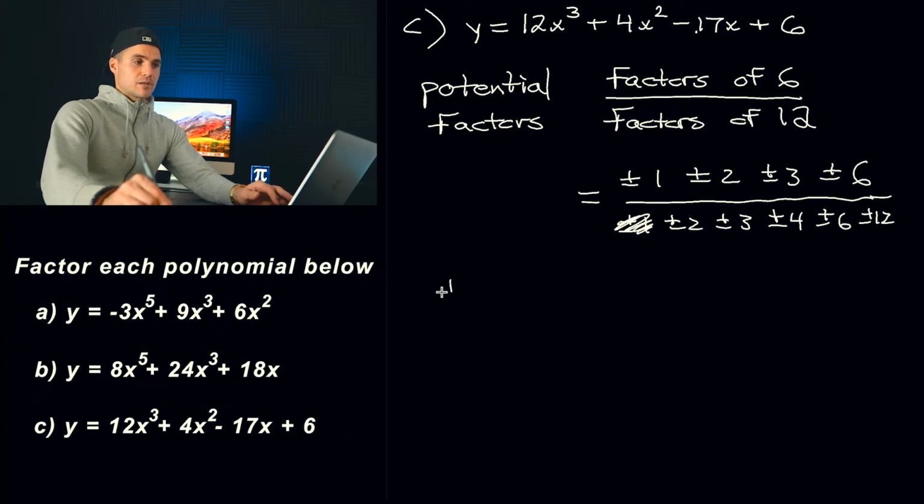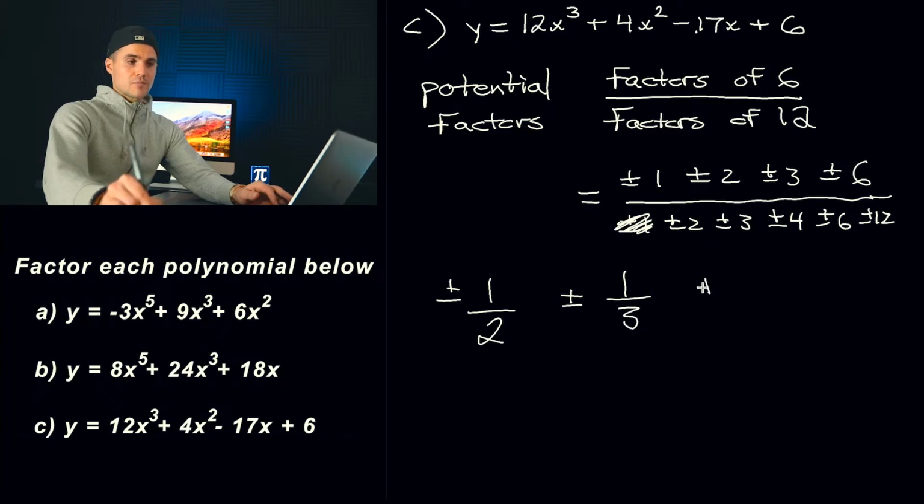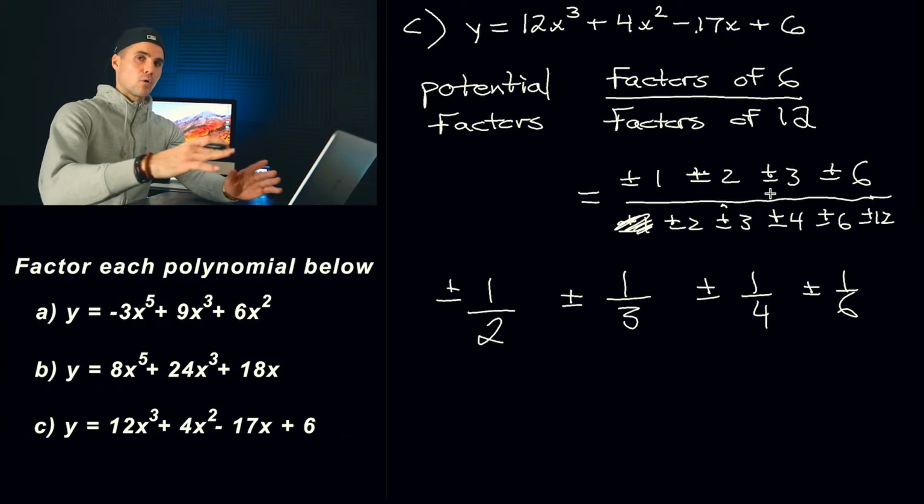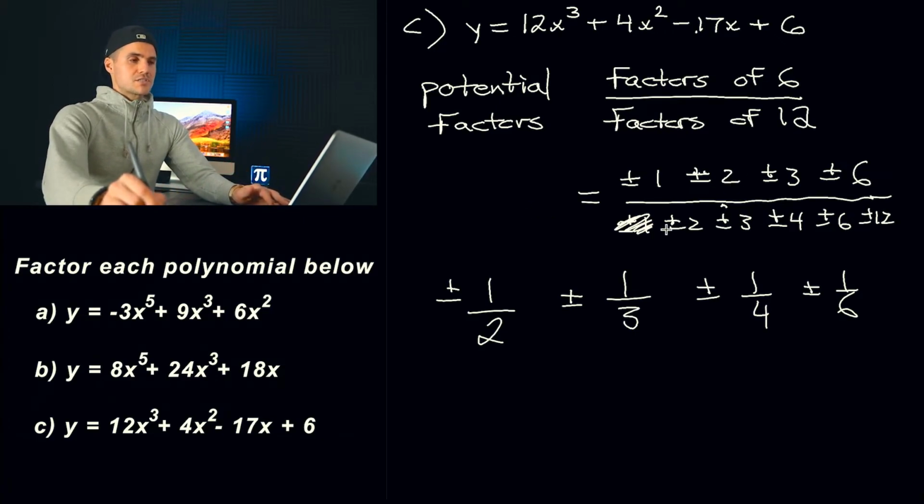So notice that plus or minus 1 over 2, that's a potential factor, or you could have plus or minus 1 over 3, right? Plus or minus 1 over 4, plus or minus 1 over 6. Okay, these are all potential values or intercepts of this polynomial, that when you plug them into the x values, it's going to make it equal to 0. And then you could have plus or minus 2 over 3, or plus or minus 2 over 4, which actually simplifies to plus or minus 1 over 2. So sometimes there's going to be overlap, so you could skip certain scenarios.